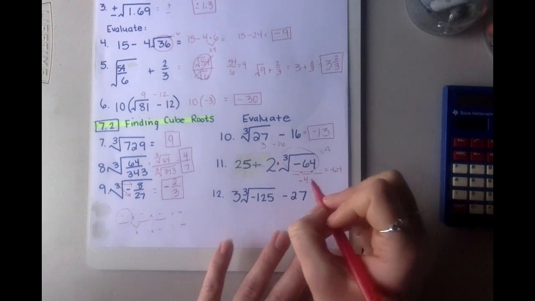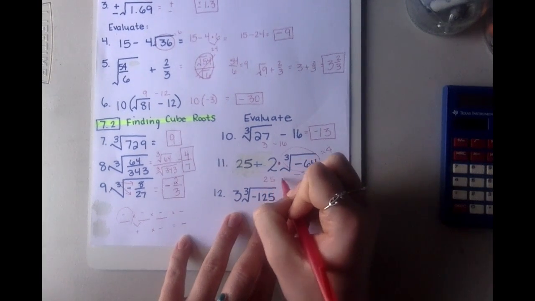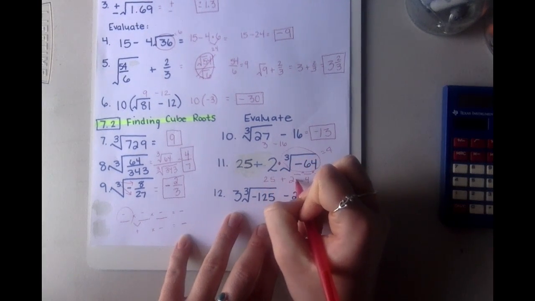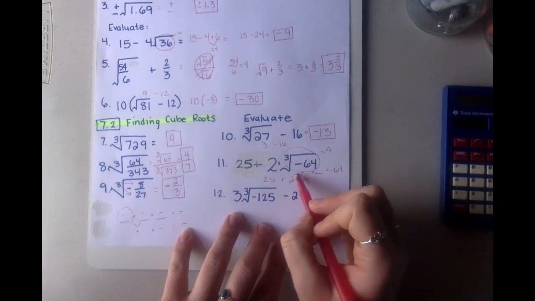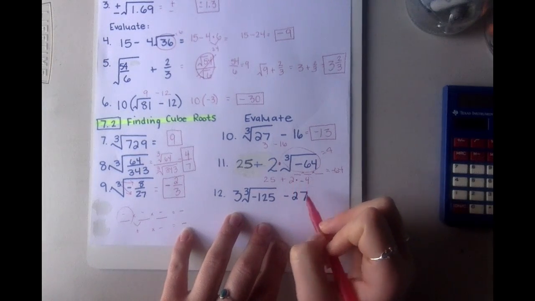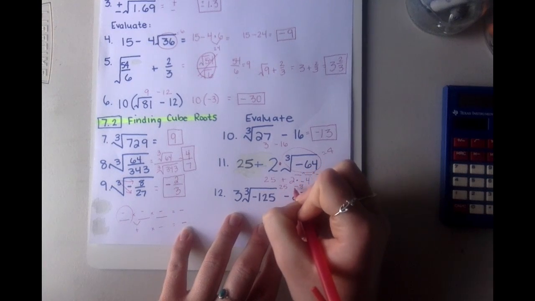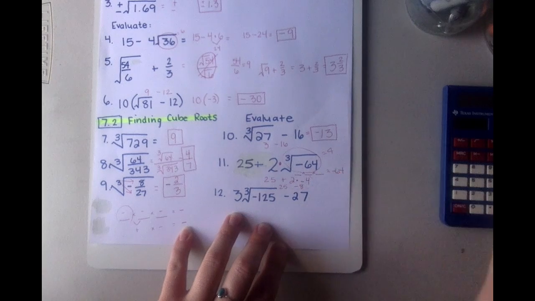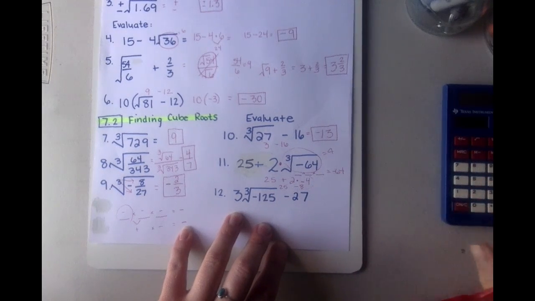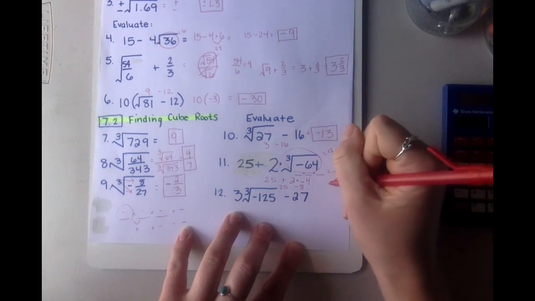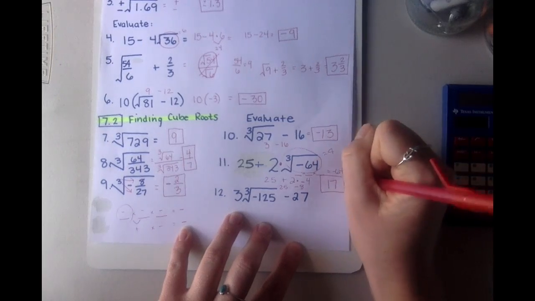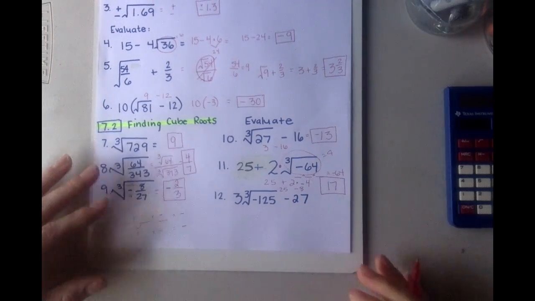So now I have PEMDAS. I bring down what I have, 25 plus 2 times a negative 4. I do this first. 2 times a negative 4 is a negative 8. So I have 25 plus a negative 8, or I can think 25 minus 8. And 25 minus 8 gives me 17. So for number 11, my answer is 17. That was a good one. If you got that one correct, awesome job.